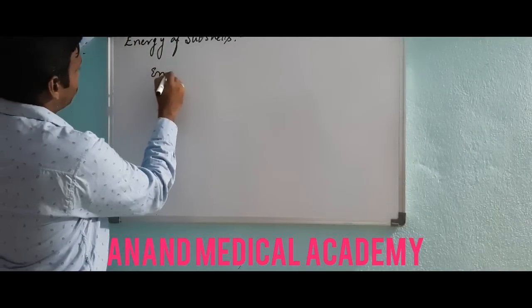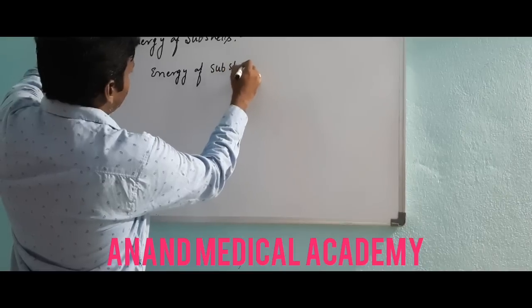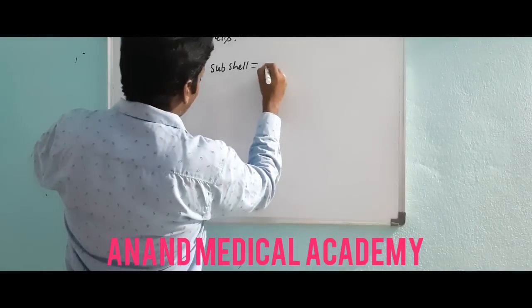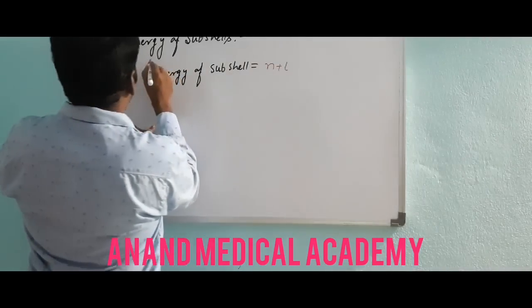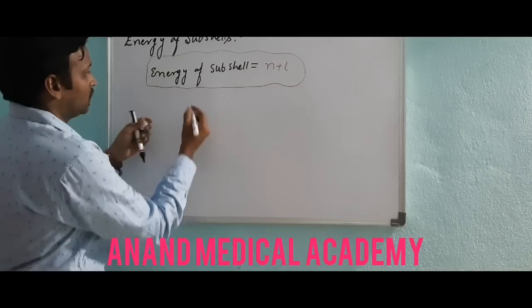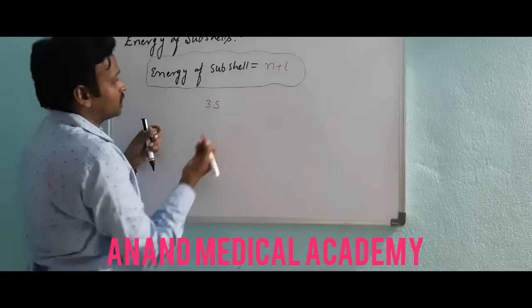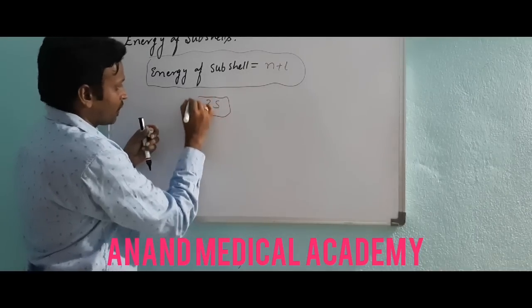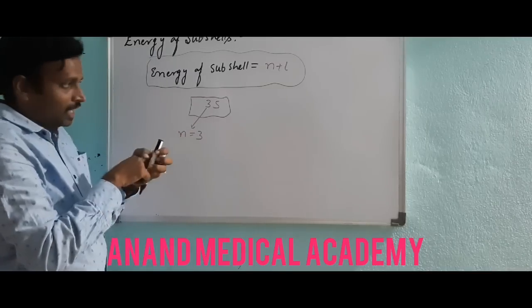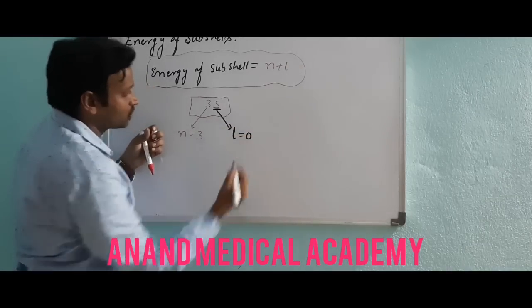Energy of a subshell is equal to n plus l value of a particular subshell. What is the n value? Suppose I represent 3s. For 3s, what is the n value? The n value is equal to 3. S means what? l is equal to 0.